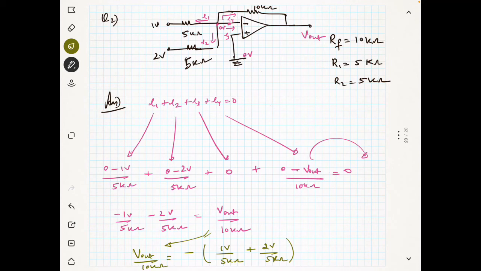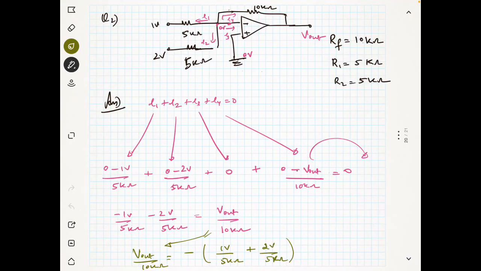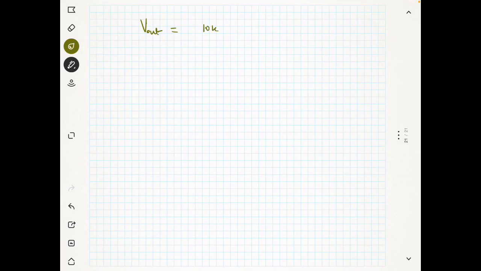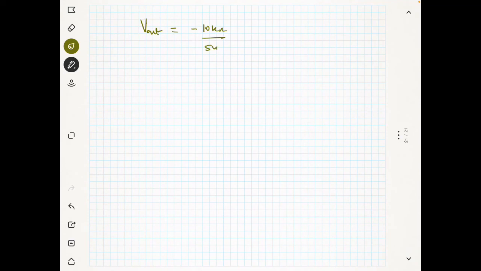Okay. Now you see here, V out is equal to 10 kilo ohm, and this is 5, actually this is common, this 5 and this 5 I can take outside, so this becomes minus into V1. That means V1 is nothing but your 1 volt plus 2 volt. So this is nothing but minus 2 into 1 volt plus 2 volt.